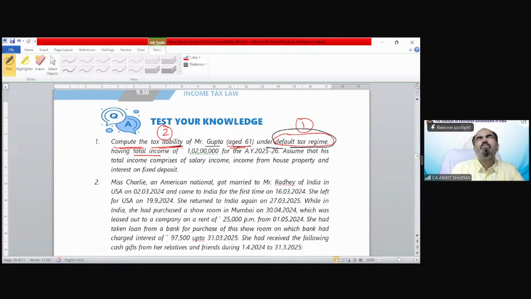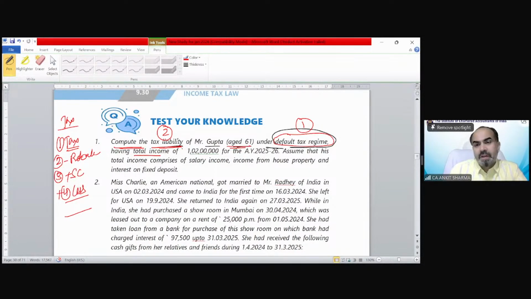And I have told you multiple times, students, please remember, it's a request from my side to all of you: whenever there is a requirement to calculate tax liability, please follow this format. First of all, we will calculate the tax. Then we will deduct the rebate, if applicable, of course. Then we will add the surcharge, if applicable. And then cess is required. So please always follow it. Always write it down in this format, whether the rebate is applicable or not. But please write it down.